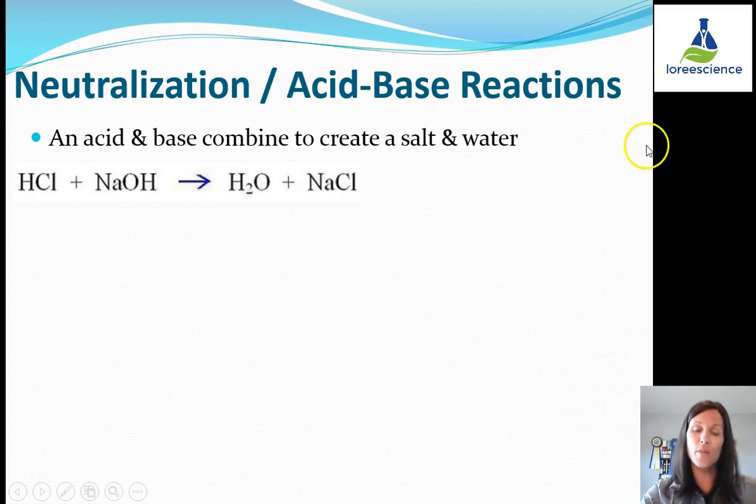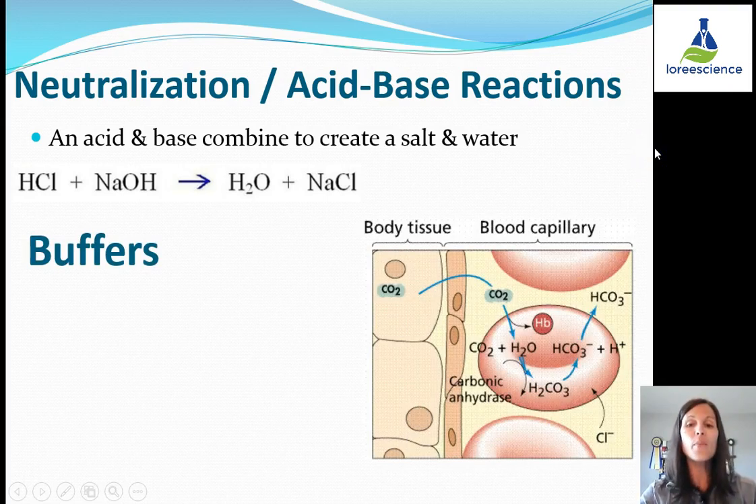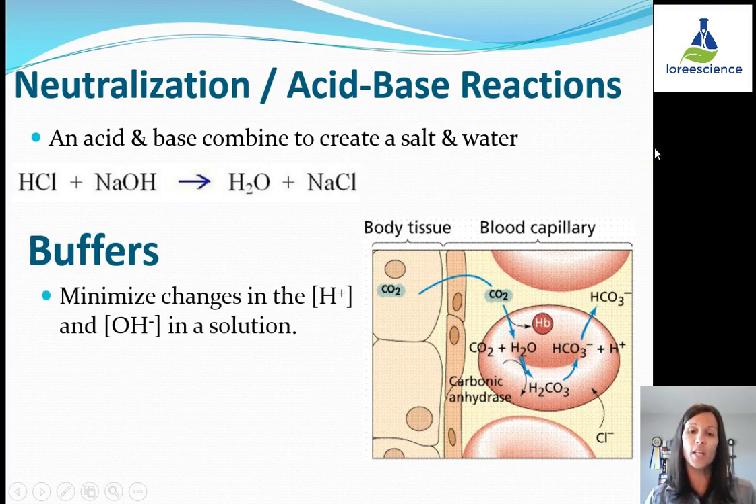Neutralization or acid-base reactions are ones that you should have seen before in classes, and recognize as an acid and base yields salt and water. Well, we don't always want the complete neutralization. As we've seen earlier, enzymes have specific pHs that they need. So if we neutralize everything, a lot of reactions would stop occurring. So this is where substances called buffers come into play. Now, a buffer minimizes the changes in concentration of hydrogen ions or concentration of hydroxide ions in a solution.